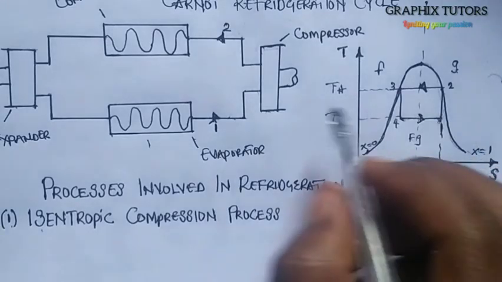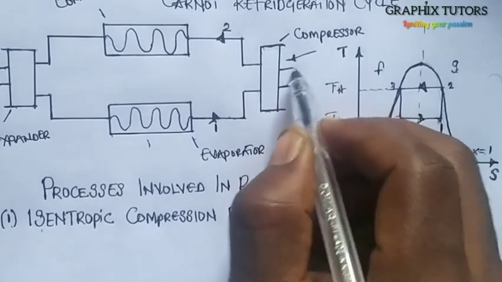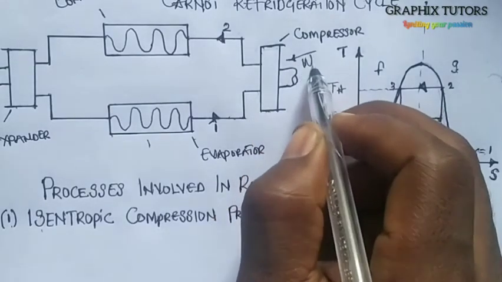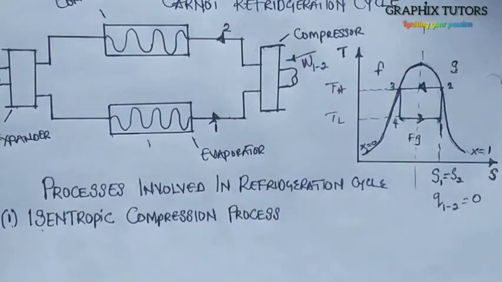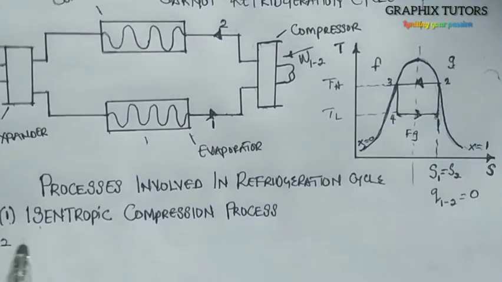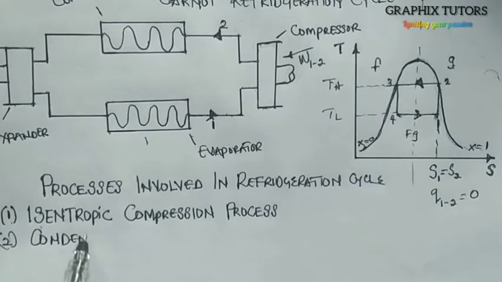Now what's happening? The compressor is doing work. For it to compress the fluid, the refrigerant, it is working. So we call it work input, W12. Is that okay? So we're compressing the vapor. That is process 1. For process 2, we call it condensation. At process 2, we call it what? Condensation process.